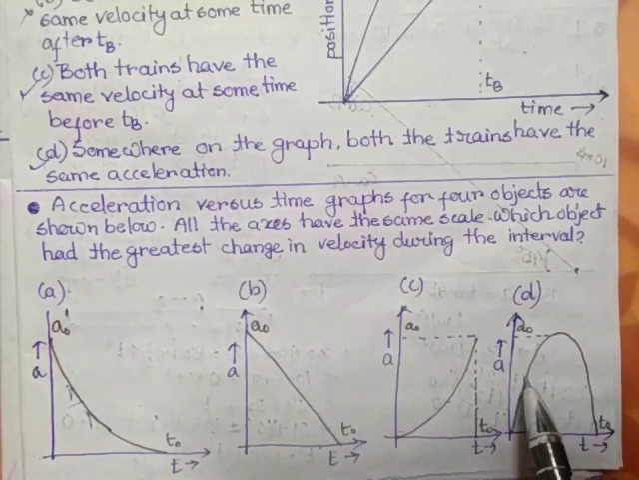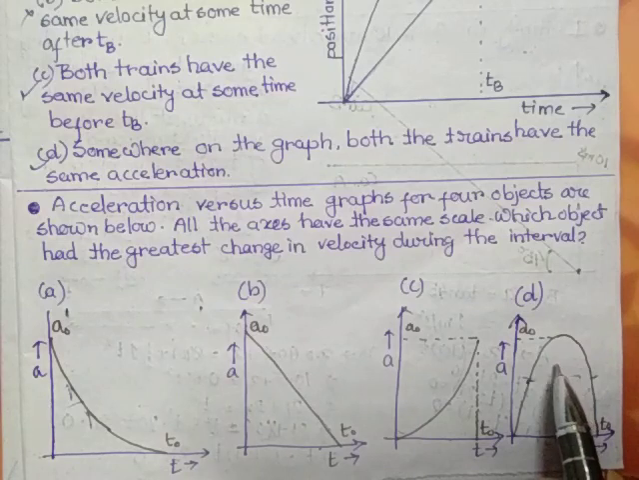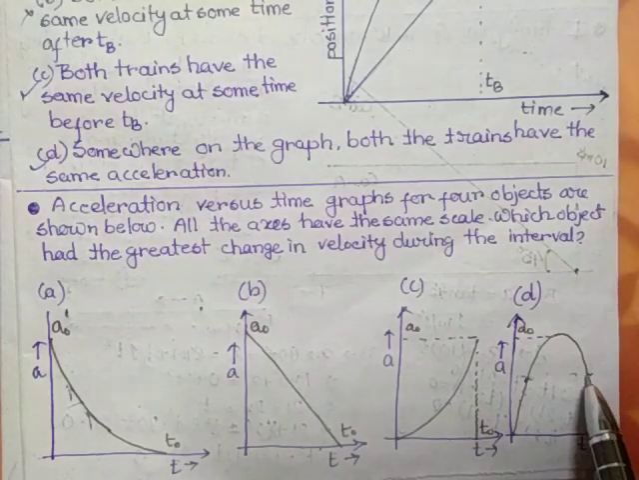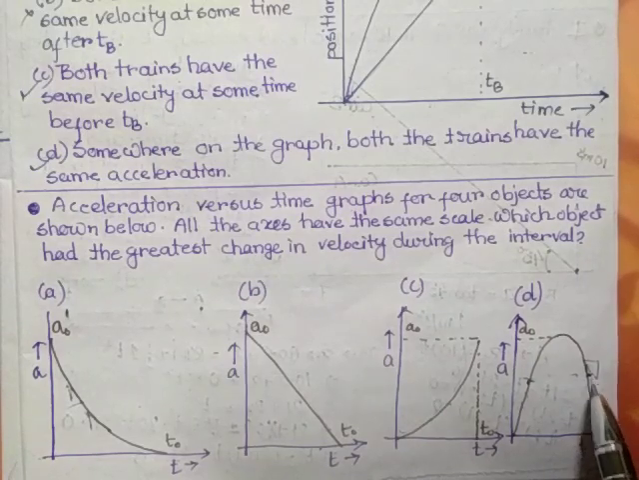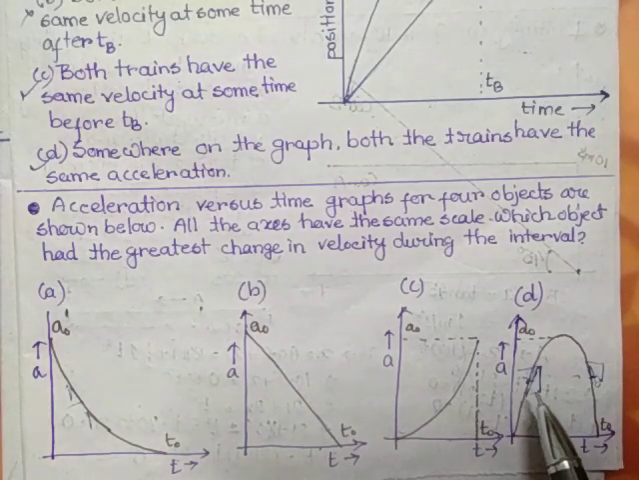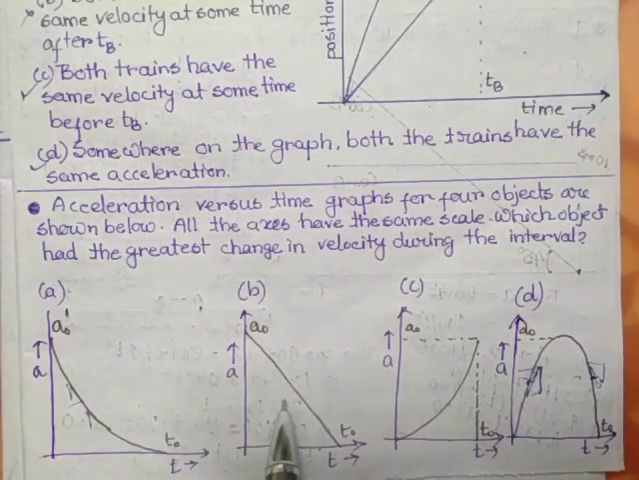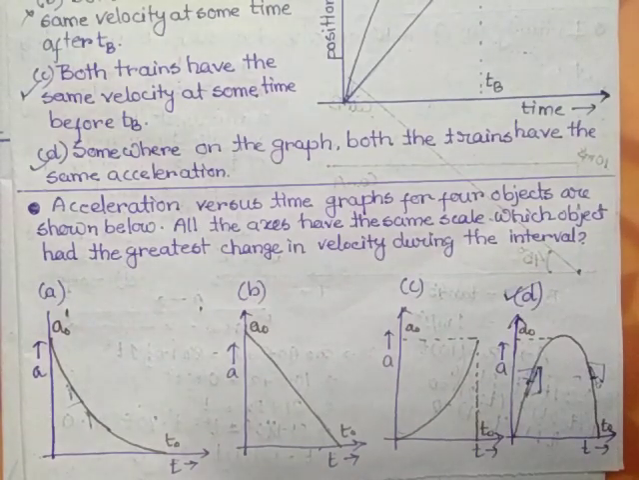So if I say for any 2 points, it is the greater value, because if I say the acceleration at this point is minus a, and it will be plus a. So plus a minus a, that is 2a, which in all the previous cases can't be. So option D is the correct answer here. Thank you.